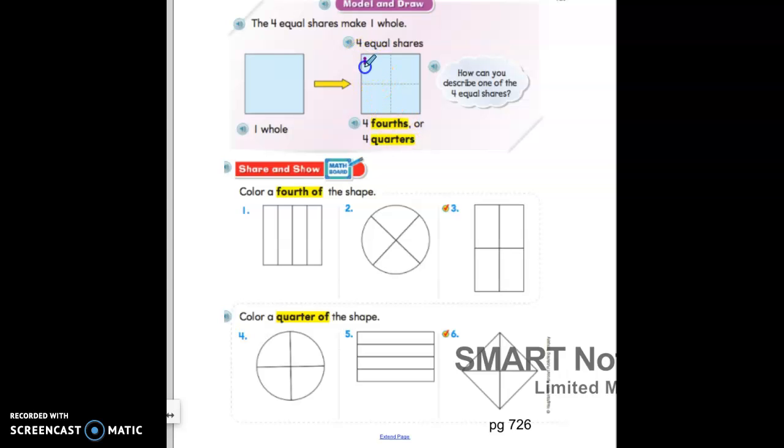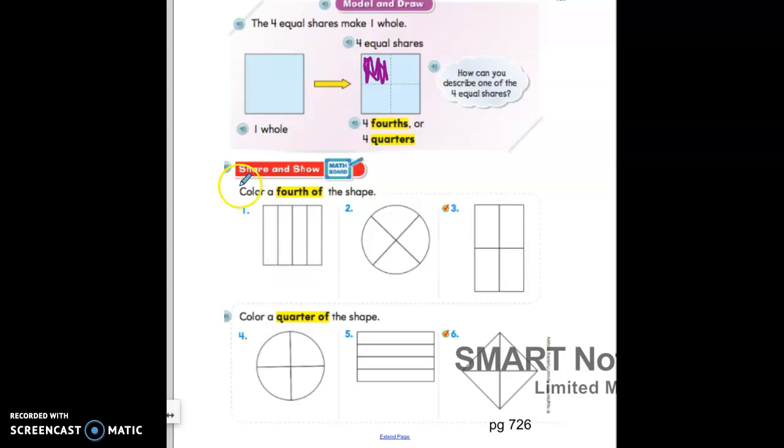It's one piece of four equal shares. For example, for numbers 1, 2, and 3, it says color a fourth of the shape. For numbers 4, 5, and 6, it says color a quarter of the shape. They are asking for the same thing. A fourth and a quarter means the same thing. They are just two different ways to describe it.